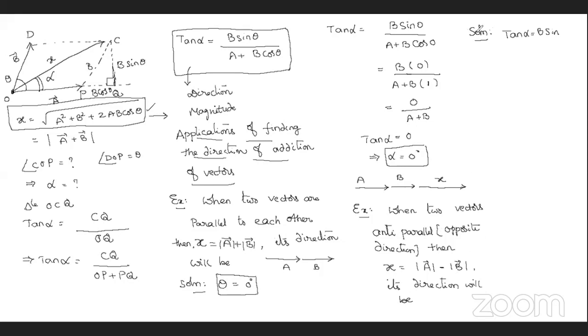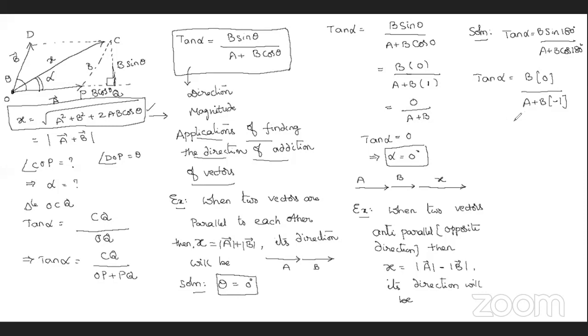So in place of theta, I am straight away substituting 180 degrees: tan alpha equals B sine 180 degrees divided by A plus B cos 180 degrees. Sine 180 is minus 1? 0, sir. Very good. A plus B cos 180, cos 180 is minus 1. Good.